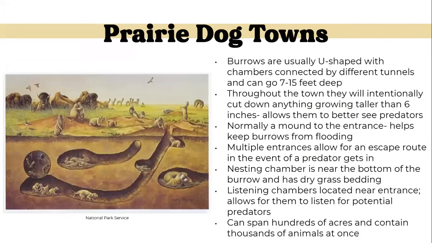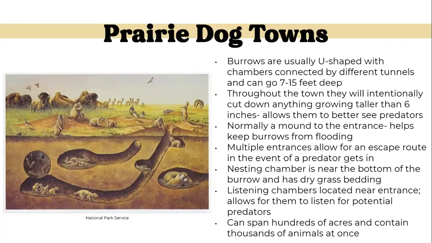So what does a prairie dog town look like? This is a very shallow one, but they can go 7 to 15 feet deep. The tunnels are very complex. They're usually U-shaped and have different rooms within them. Throughout their town, they will cut down any grass that's growing more than 6 inches tall. Because if you think about it, prairie dogs stand on their hind legs to look for predators. If the grass is too tall, they can't see anything.